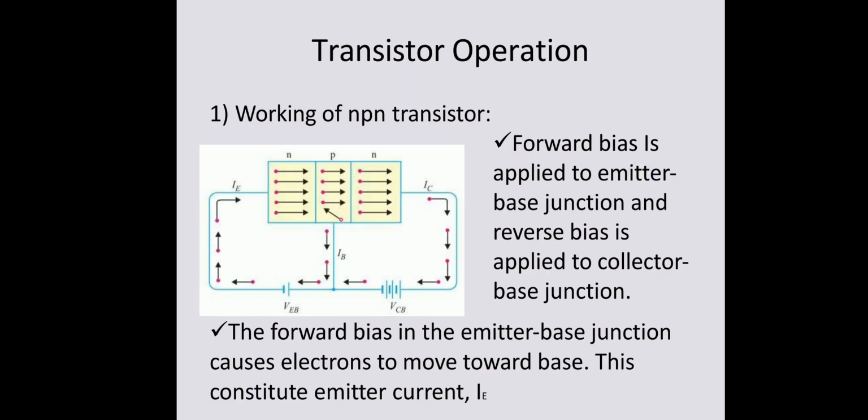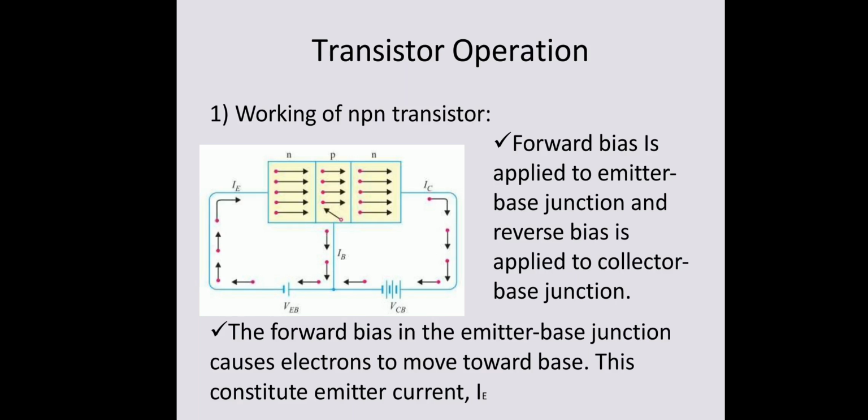So next we can see the transistor working. First we can see the working of an NPN transistor. Forward bias is applied to the emitter base junction, and reverse bias is applied to the collector base junction. So the normal working of a transistor is: emitter base junction is forward biased and collector base junction is reverse biased, and that mode of operation is called the active mode of operation.